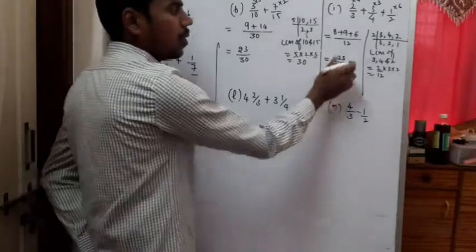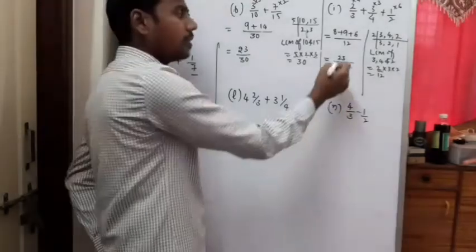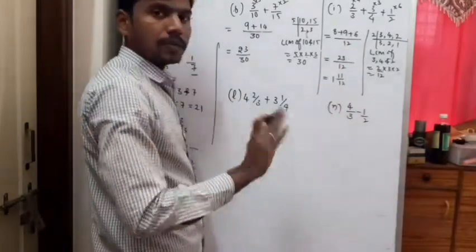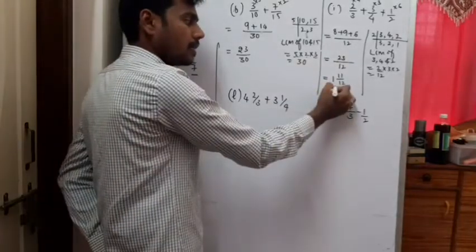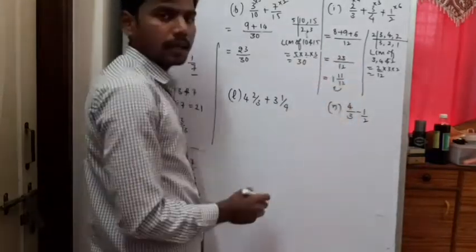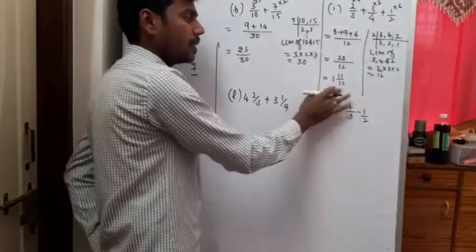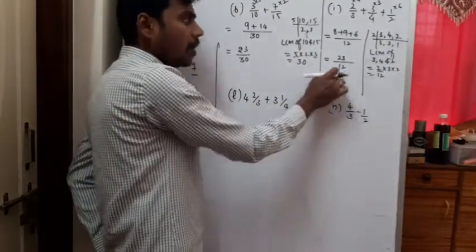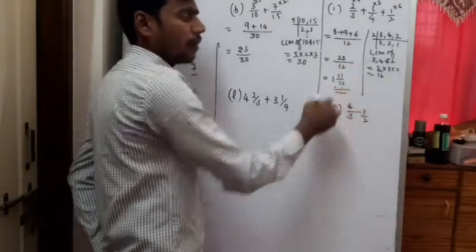We should go near this 23. 12 ones are 12. 12 2s are 24, which is more than 23, so we should not exceed 23. We should tell the table in such a way that we go near 23. That is the reason 12 ones are 12. 23 minus 12, we should write in the numerator, that is 11 by 12.